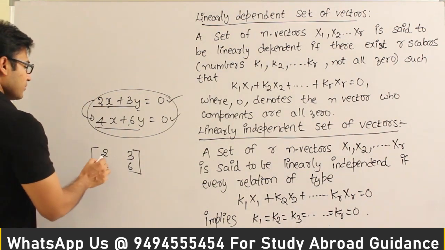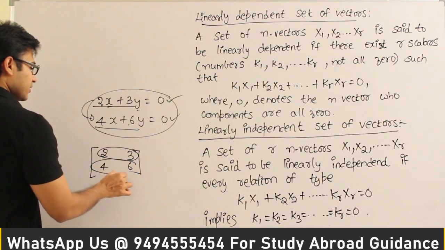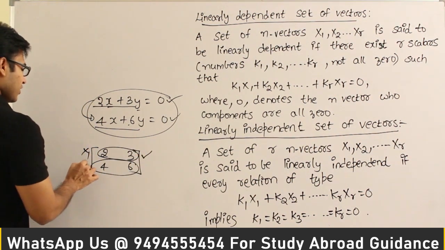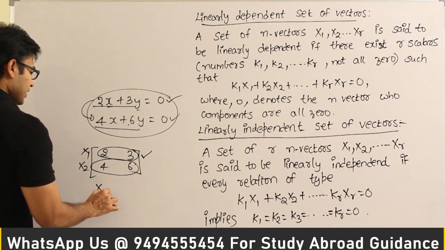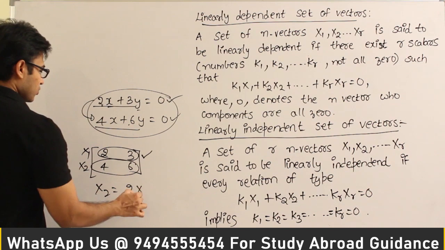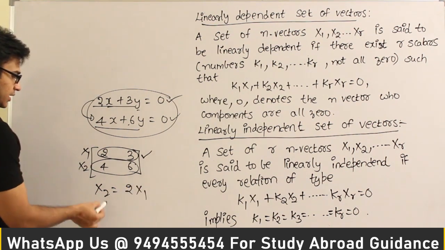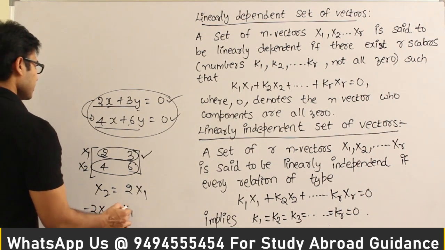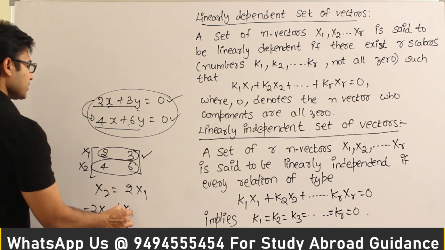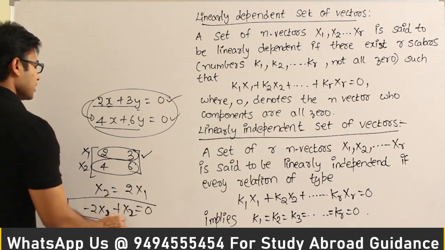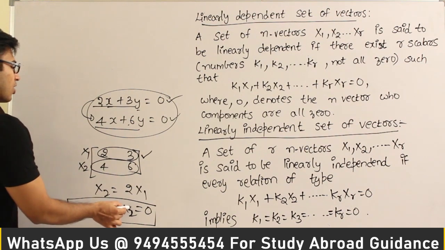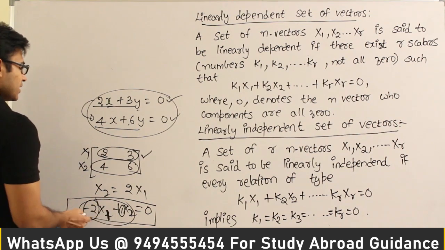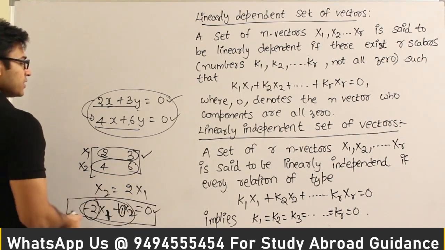Now if you observe, this is a vector and this is a vector, and we can clearly know that if I call this one x1 and this one x2, then x2 is equal to 2 times x1, isn't it? Then I can write -2 x2 + x1 - 2 x1 + x2 = 0, isn't it? So I am able to write all the vectors in such a way that I found some constants such that the result is 0. Therefore they are linearly dependent.